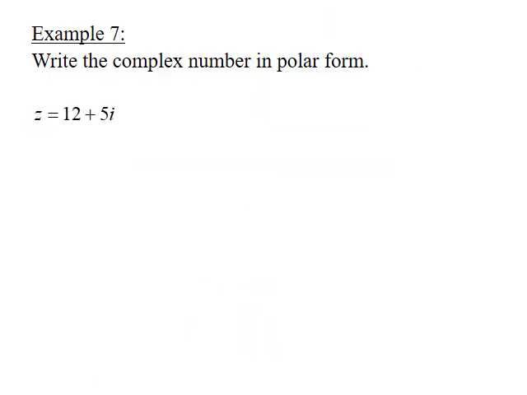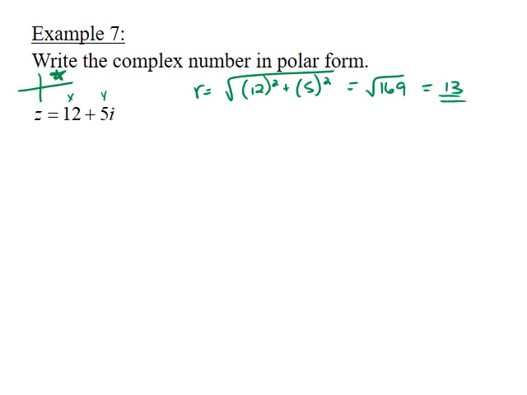Let's try another one. We want to write this complex number in polar form. If I were to plot this, I would see that this is in the first quadrant because both A and B are positive. You can also think of this as X and Y if you want. So I know that R is found by taking the square root of 12 squared plus 5 squared. This gives me the square root of 169, which is 13. Boom, I have R. Now I need to find theta.